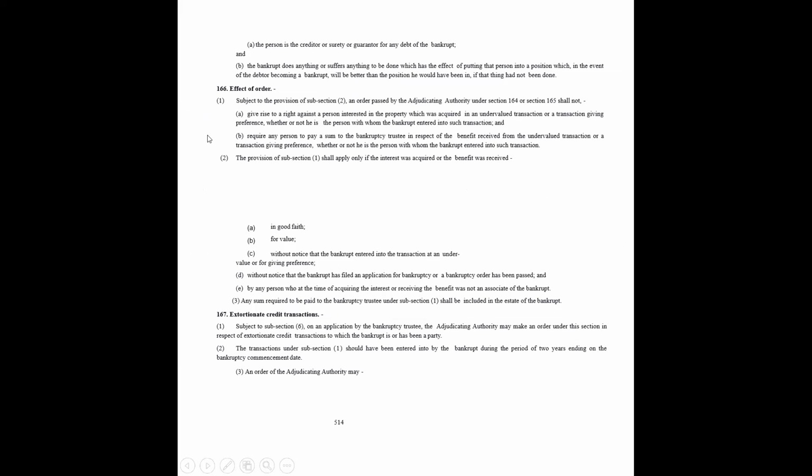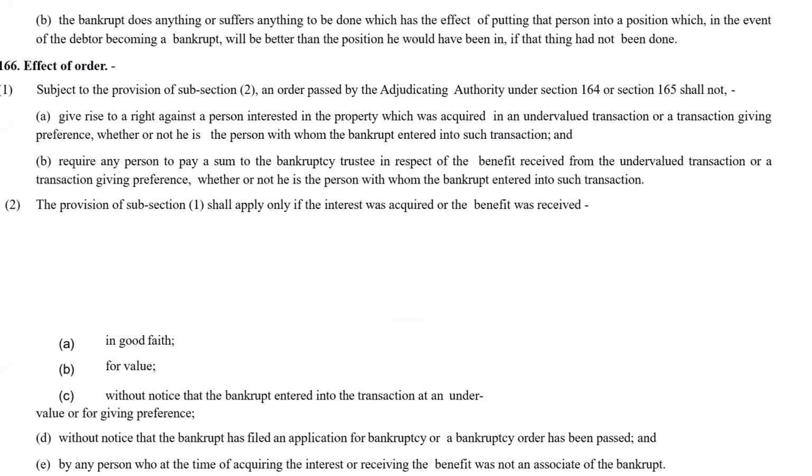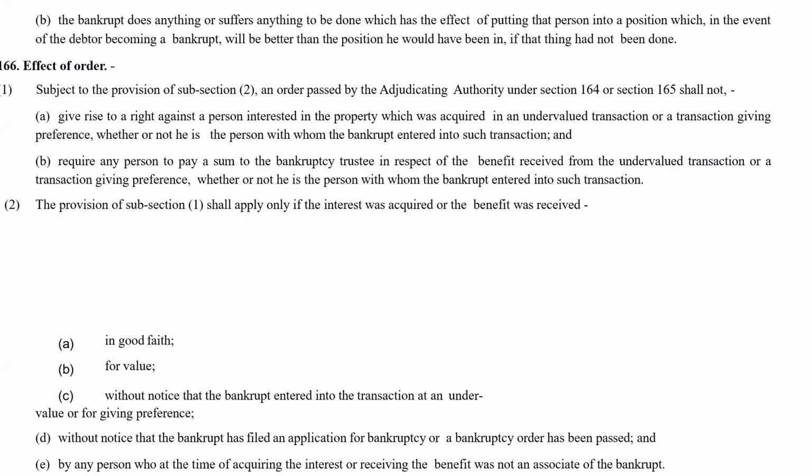166 बोलता है इफेक्ट ऑफ द ऑर्डर. Subject to the provisions of subsection 2, an order passed by the adjudicating authority under section 164 or 165 shall not give rise to a right against a person interested in the property which was acquired in an undervalued transaction or transaction giving preference, whether or not he is the person with whom the bankrupt entered into such transaction, and require any person to pay a sum to the bankruptcy trustee in respect of the benefit received from the undervalued transaction or transaction giving preference, whether or not he is the person with whom the bankrupt entered into such transaction.